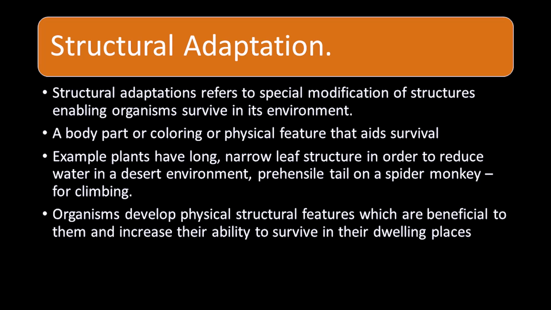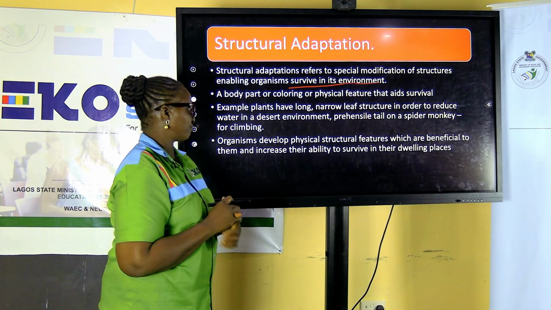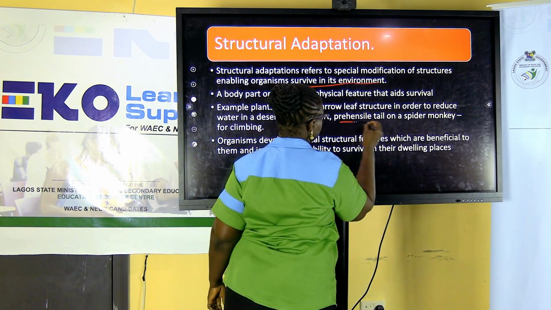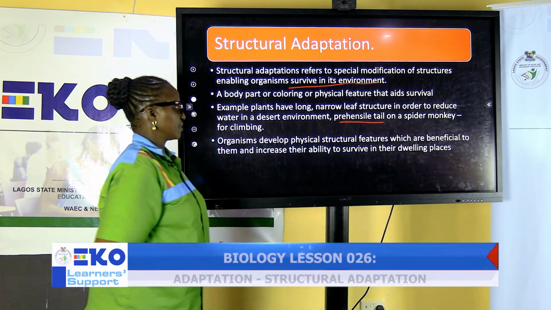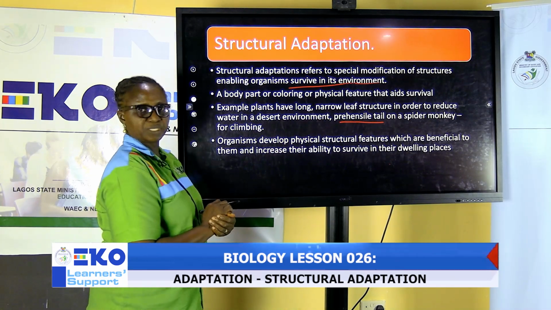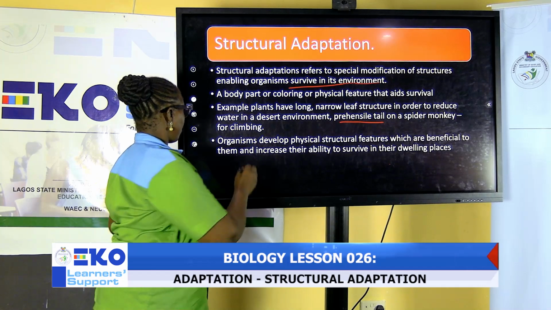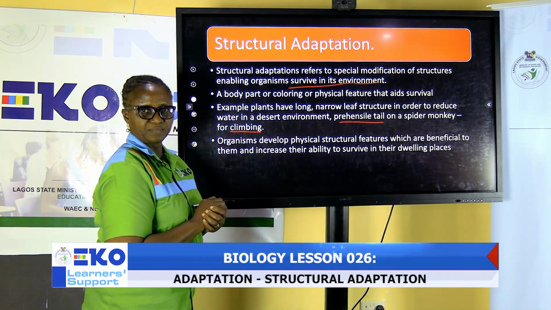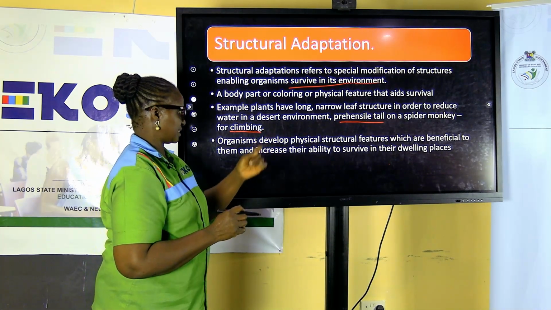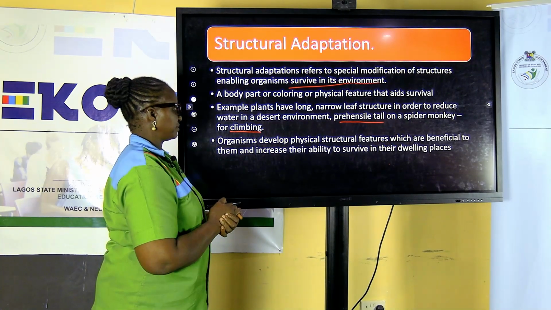We will be looking at examples. Plants have long, narrow leaf structures in order to reduce water loss in a desert environment. We have certain organisms that have what is called a prehensile tail. We are looking at the spider monkey. What do they use these prehensile tails for? For climbing. We have a number of other organisms that possess this prehensile tail.